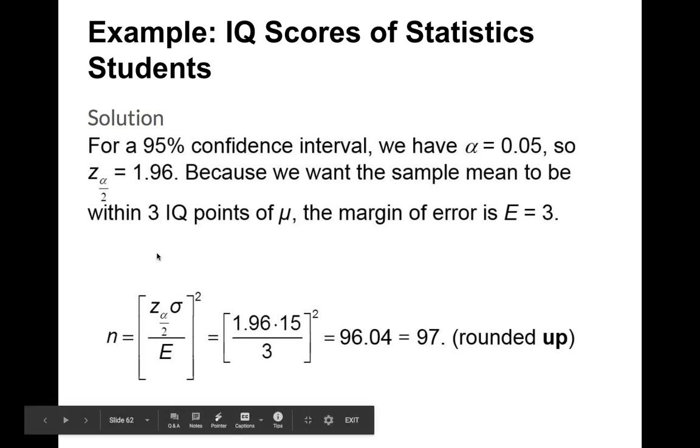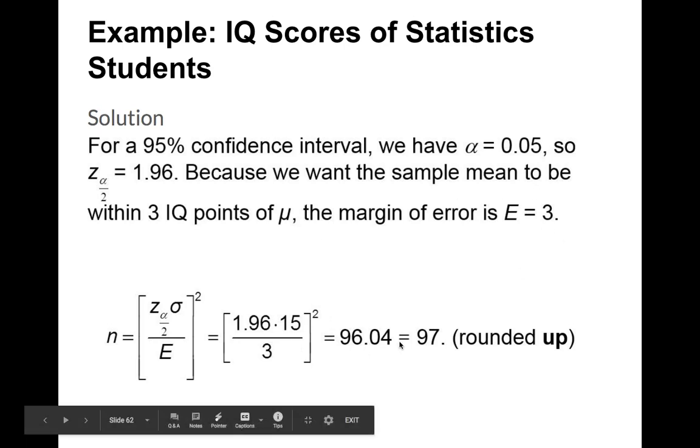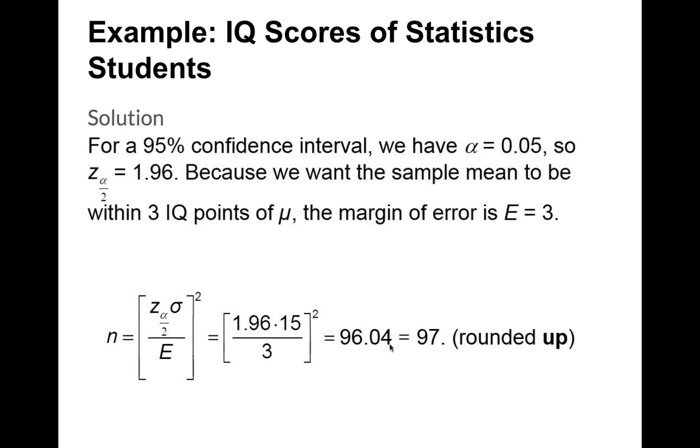So to do this, we simply plug in our critical value corresponding to the 95% confidence level. We have our known standard deviation of 15, and we have our margin of error of 3. We plug those in and get 96.04. Even though it's only 0.04, it still rounds up to 97.